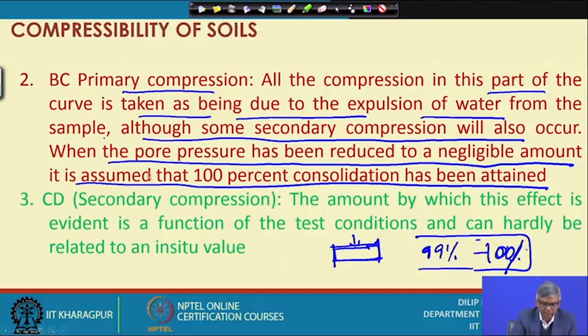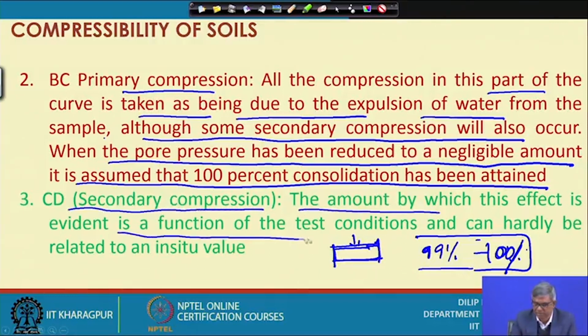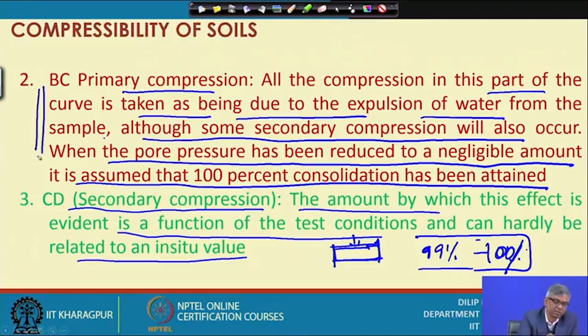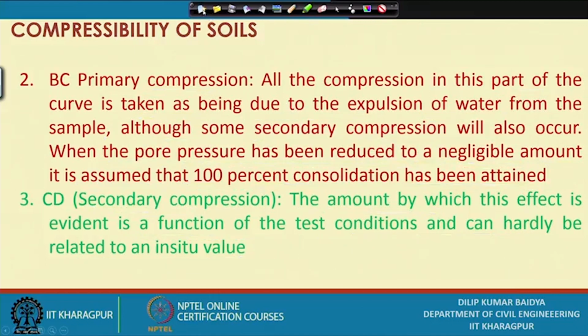And then this is the BC part, and the CD part is the secondary compression. The amount by which this effect is evident is a function of the test condition and can hardly be related to any in situ value. So, secondary compression theory is different, we will not discuss it right now. We will try to discuss the handling of primary consolidation settlement, how to utilize this observation for finding out some soil parameters relating to compressibility of soil.